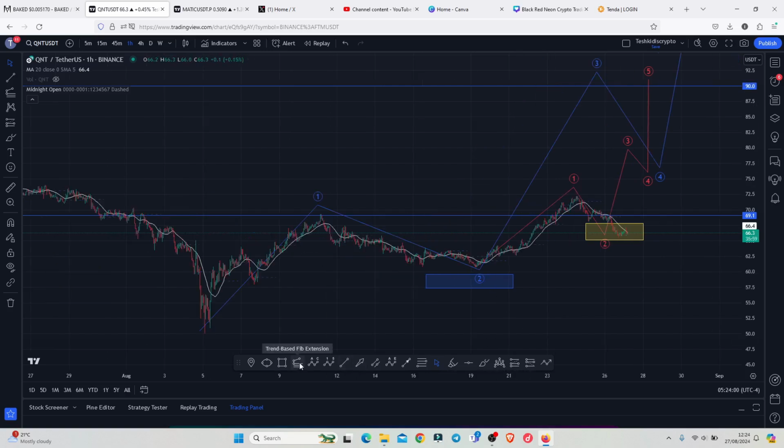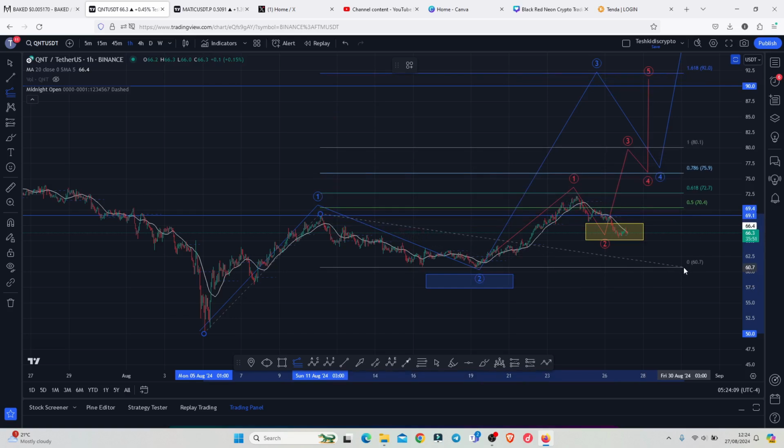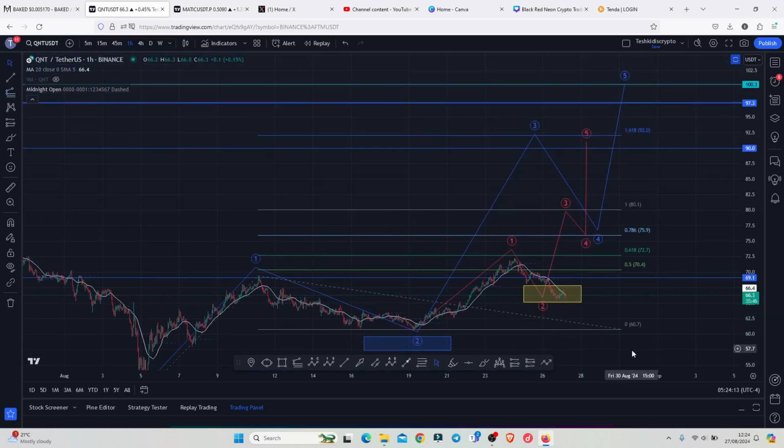whose minimum target areas can be given by connecting the trend-based Fibonacci from the low of the first wave to the high of that Elliott wave count 1, then dragging the fibs to the low of the second wave, giving me a minimum target area for that Elliott wave count 3 at the fib level 1.618, which perfectly lies above the $92.